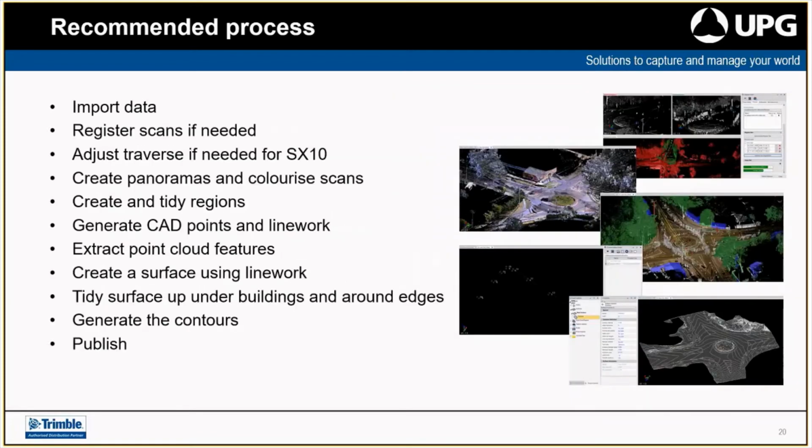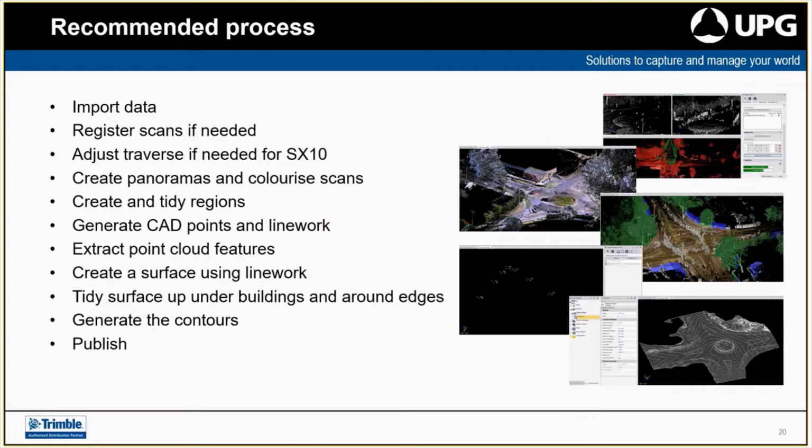So the process. After all of that, the process that we would recommend is to import the data, register the scans, adjust the traverse if needed for an SX10, create the panoramas and colorize the scans so that you've got that colorized if you need to. You can use that for your digitizing. Create and tidy the regions so that the data's there. Then generate the CAD points and line work so that you can then have your 2D aspect for that if you want to do that.